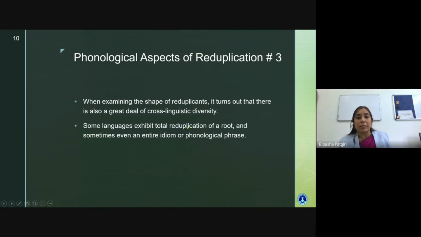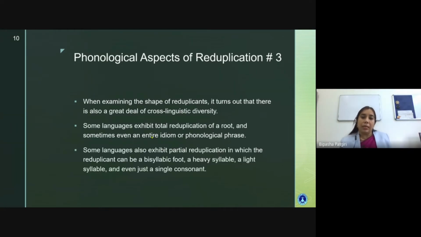So some languages exhibit total reduplication of a root, and sometimes even an entire idiom or a phonological phrase. We have seen in Assamese that total reduplication is in terms of the phonological word, not in terms of a syllable only. Okay, in the case of total reduplication, but in partial reduplication, something smaller than the prosodic word gets reduplicated. Some languages also exhibit partial reduplication, in which the reduplicant can be a bisyllabic foot, or a heavy syllable, or a light syllable, or just a single consonant. So we will see in our examples what is being manifested.